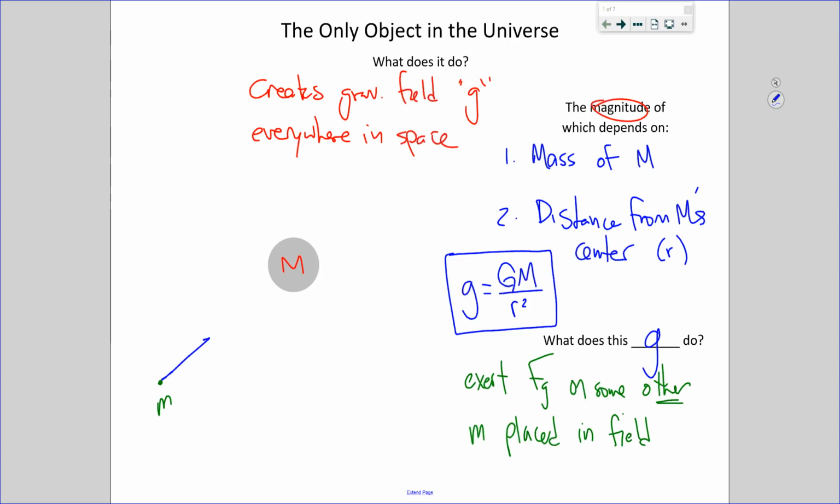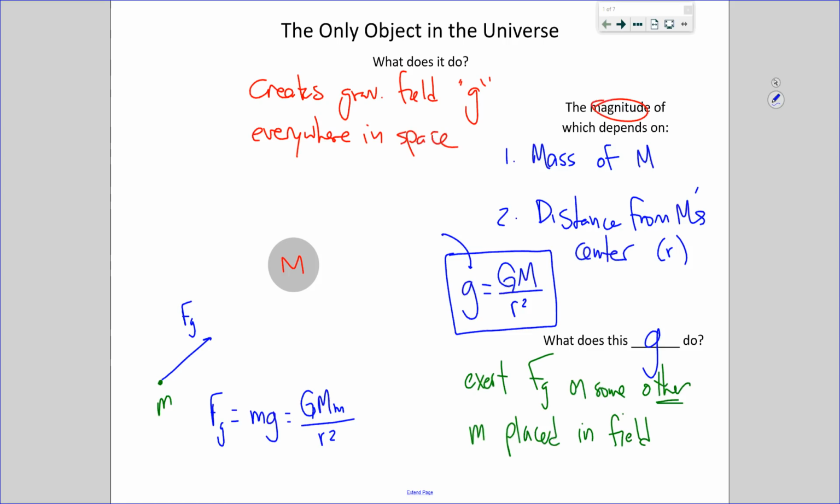And thus, if we put a mass here, there's a gravitational force exerted on mass m, and we can write that force in a couple of ways. We can write it as little m times the strength of the gravitational field. But here's our strength of the gravitational field, so we can write this as G times big M times little m over r squared, and we recognize that as the expression for universal gravitation.